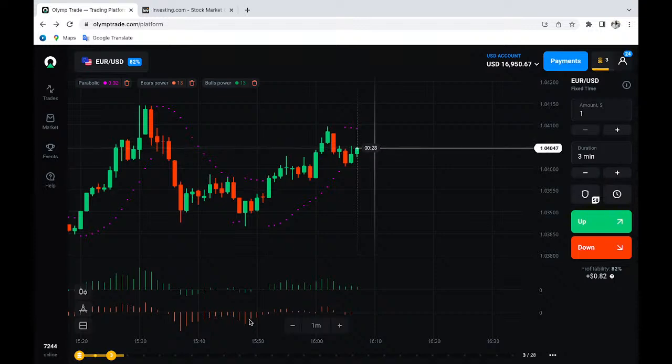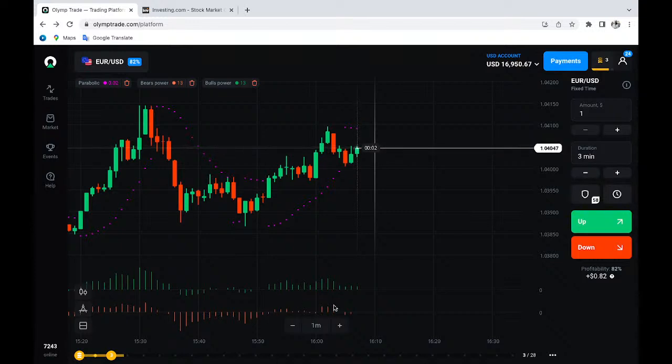Now let's go back to the strategy which we were discussing right now, confrontation. As we know how to read these indicators, when parabolic is coming top to down, it means a downtrend. When it's going bottom to up, it means uptrend. Second, bear power and bull power. As I explained, bull power is the green one, and bear power is the orange one.